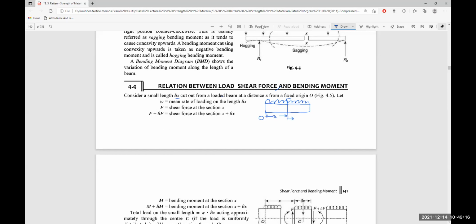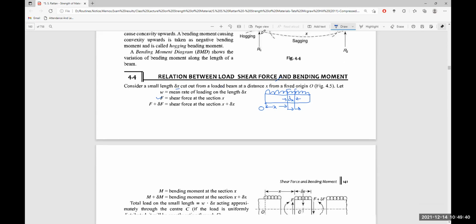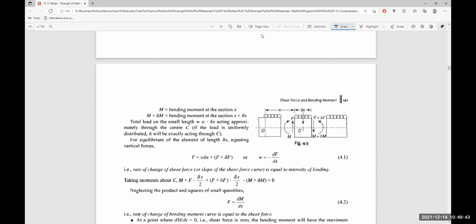Now we take another step. Shear force at a distance x is equal to F, and F plus delta F at a distance x plus delta x. If we have another section here like this, which is at distance delta x from the section x, then the shear force there is F plus delta F. So from this figure, this is the origin, and the distance from the origin of this particular line is equal to x, and the distance from the origin of this other line is equal to x plus delta x. So the width between these two sections is equal to delta x.